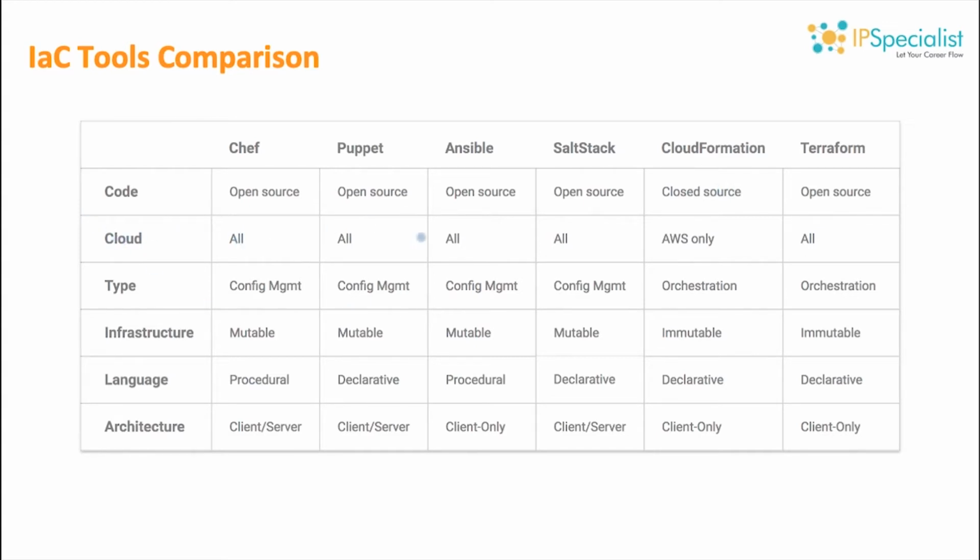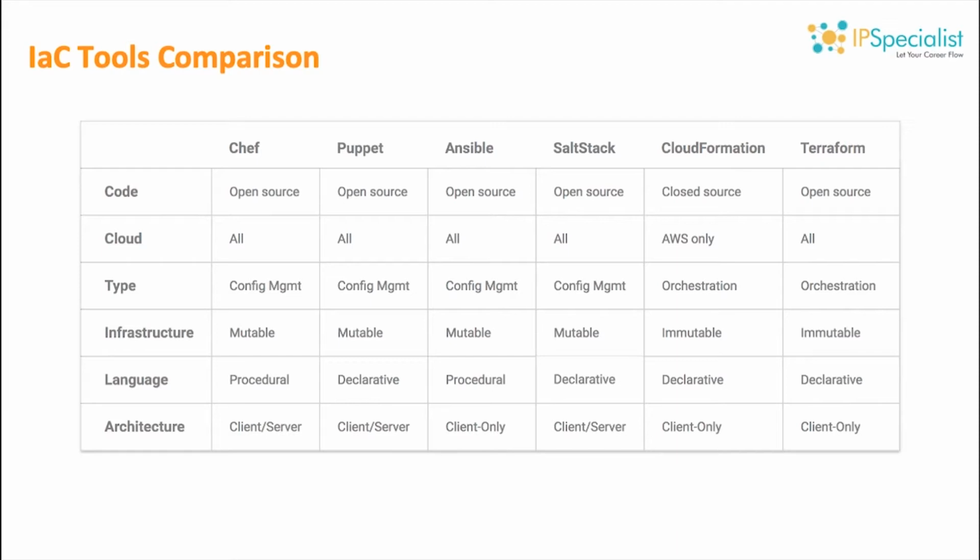In terms of the cloud, all of them support multi-cloud environments except CloudFormation, because it was developed by AWS itself. Now, in terms of the type of what they can handle, there are two types of these IaC tools: the configuration management tool and the orchestration tool. What is the difference between them? Chef, Puppet, Ansible, and SaltStack are all configuration management tools, which means they are designed to install and manage software on existing servers. While CloudFormation and Terraform are orchestration tools, which means they are designed to provision the servers themselves, leaving the job of configuring those servers to other tools.